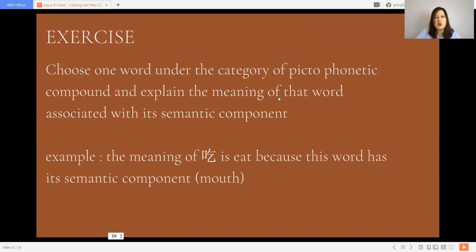I hope you enjoyed the lesson today. I just want to give you a very quick summary. Today, we introduced four Chinese word formation methods: pictograph, ideograph, pictophonetic, and associative compound. Please go through this once. You can replay the video to get a better understanding.